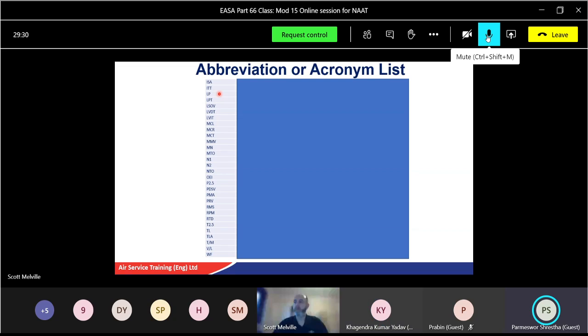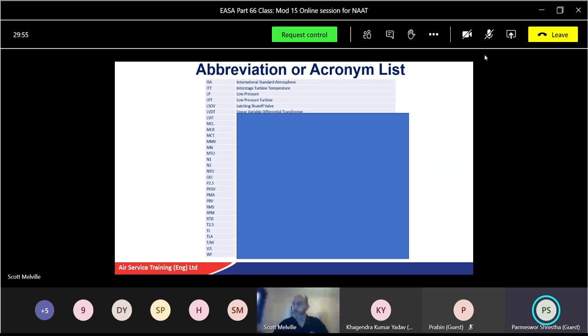LP. Low pressure. Nice and easy, yeah. LPT. Yeah, good. LSOV. Latching shutoff valve. Good. LVDT. Yeah. Just going to change this a bit. I'll do it like that as we go down.